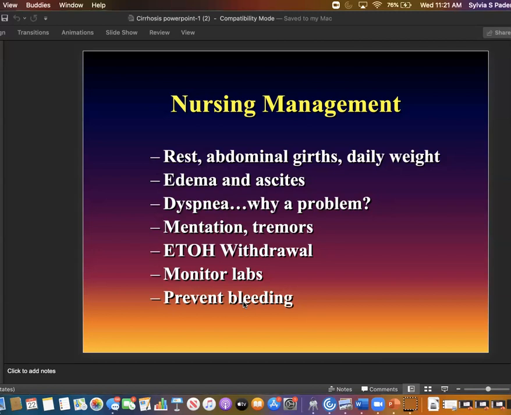As far as labs go, we only take the initial ammonia level, and we do not do a repeat, because the assumption is that we will know if the levels are coming down by the patient's mentation, specifically if they're responding to lactulose dosing.